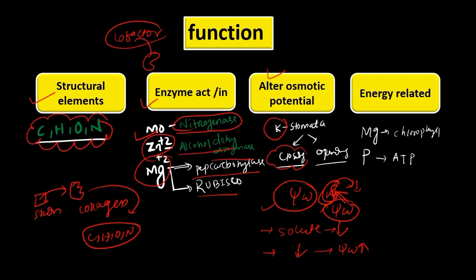Next is energy related. One of the concepts is magnesium. Magnesium helps in chlorophyll synthesis and in the constitution of chlorophyll also. And phosphorus is the backbone of ATP, adenosine triphosphate.